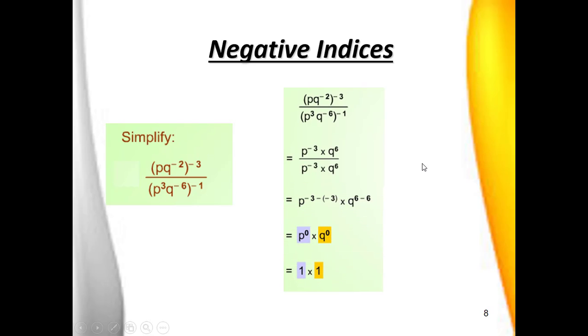But here the answer shows it step by step. So they combine the p, combine the q, then the p gets power 0, q power 0 also. When you have power 0, you get 1, and so 1 times 1 equals 1. So this is a very detailed way of working.